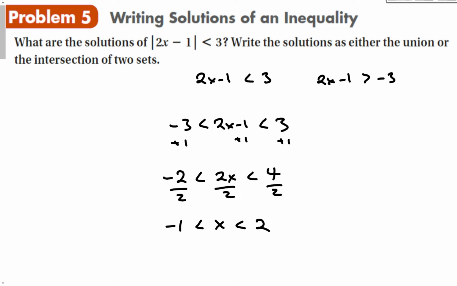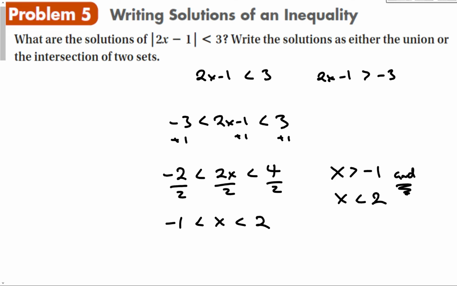So this tells me two things. It tells me that x is greater than negative 1 and x is less than 2. Which means that those two places, I want to know where they're both true. That's what the and means. So both of those have to be true. So that's going to be an intersection.